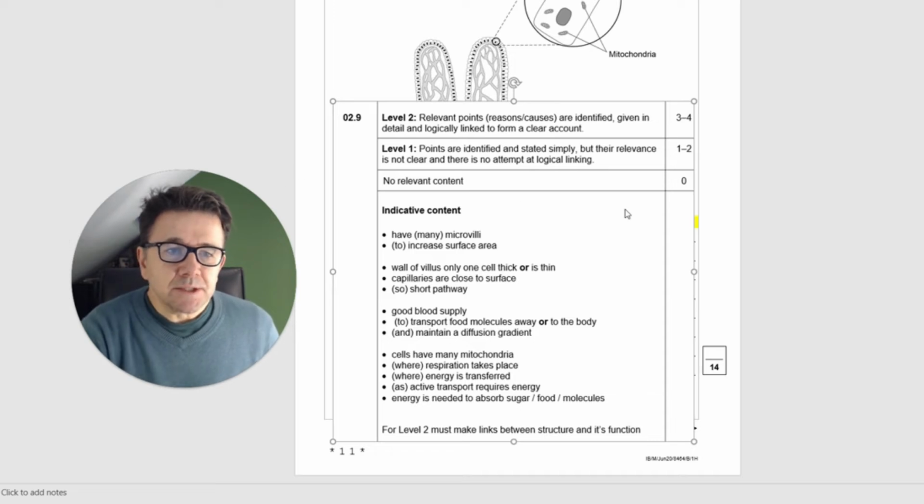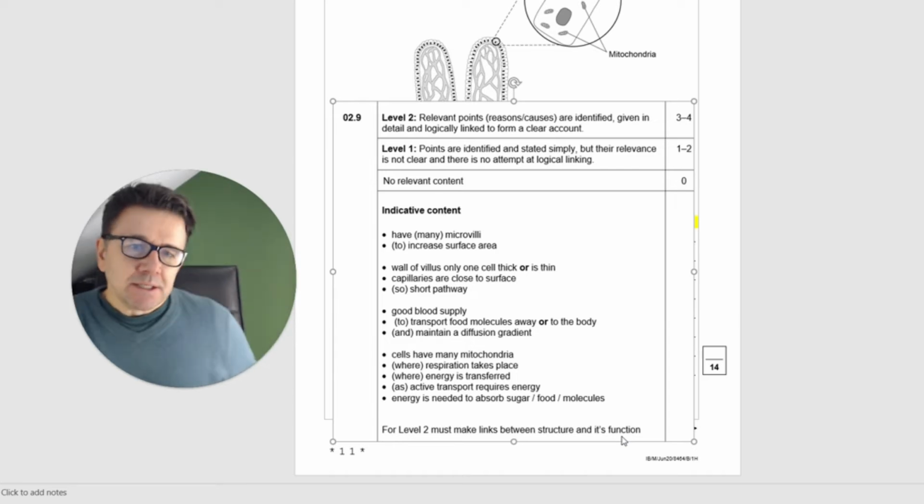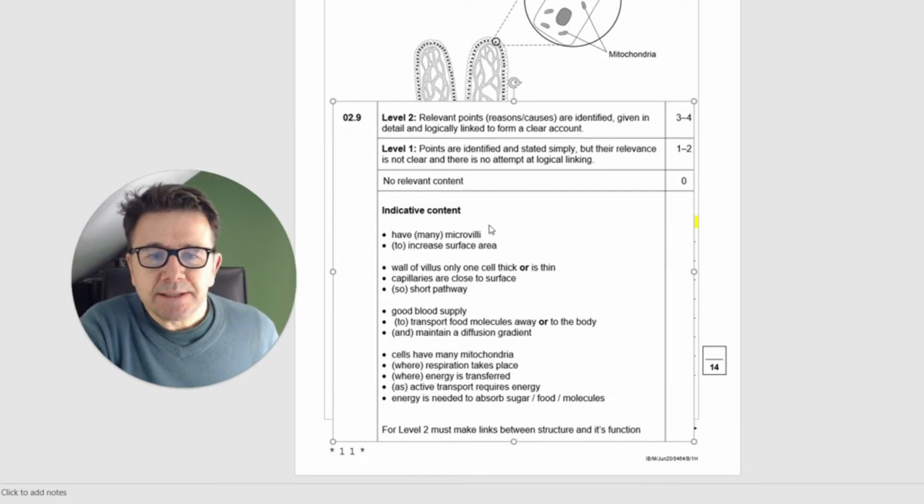So before I go through the answer, I just want to show you how this would be marked. So it's split into level 1 answers and level 2 answers. Okay, and particularly if you notice down the bottom here, it says for level 2 you must make links between the structure and its function. So you can't just mention the structures, you've got to explain and say how does that help absorption of sugars. Okay, so the content doesn't need to include all of these things, but for 4 marks, as it says here, you need to identify relevant points. They need to be given in detail and logically linked to form a clear account. Okay, so you would have to write in sentences.